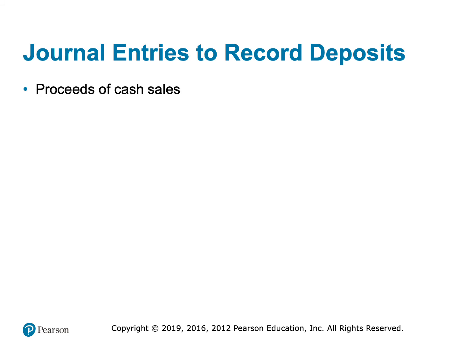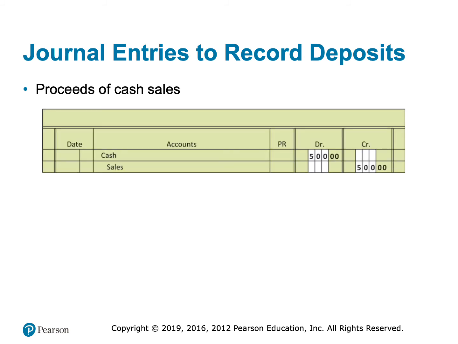So let's do some journal entries to record deposits. When we receive cash as the result of a sale, so we sell something, a good or a service, and a customer pays us with cash, then we would deposit cash and we would credit sales or revenue, or whatever we're calling our revenue account, whether it's a fees account, an income account, whatever we're calling it. Remember, cash is an asset, so it has a normal debit balance. So if I am receiving cash as the proceeds of a sale, then I would debit cash and credit sales.